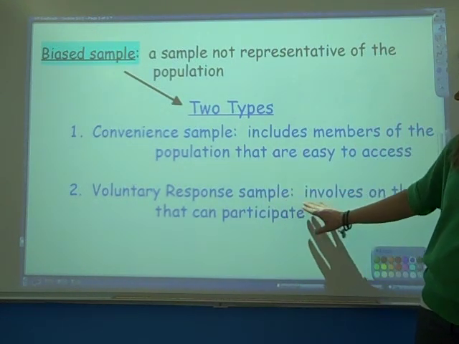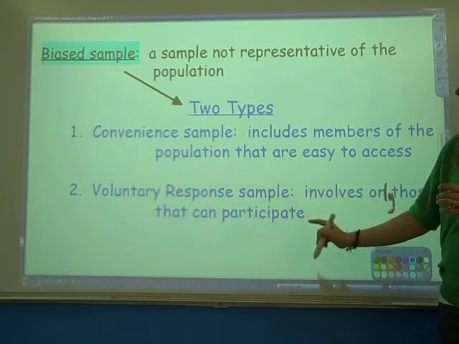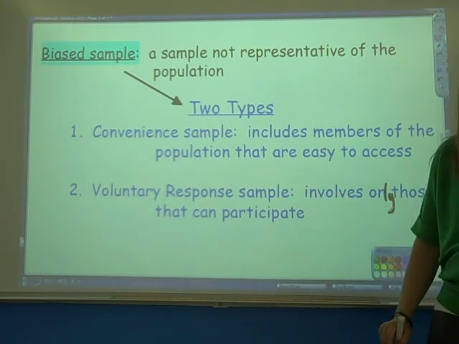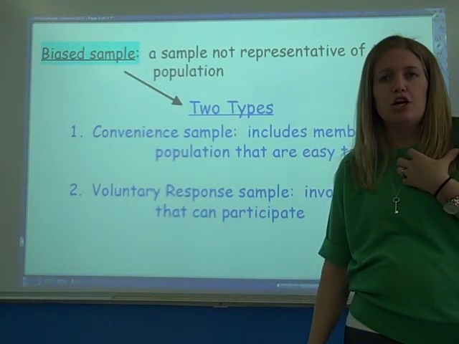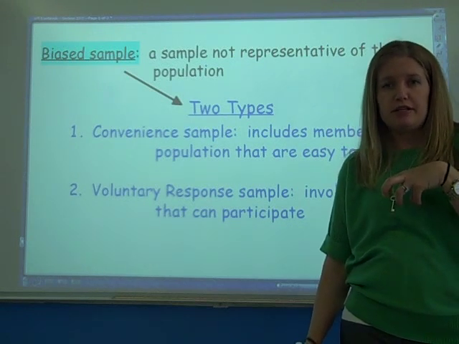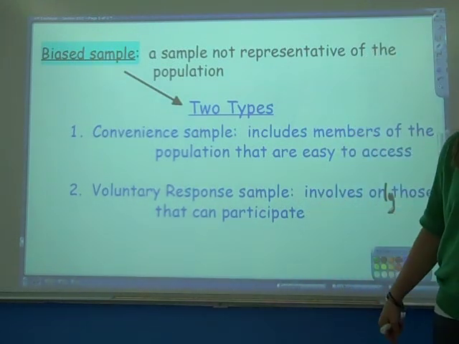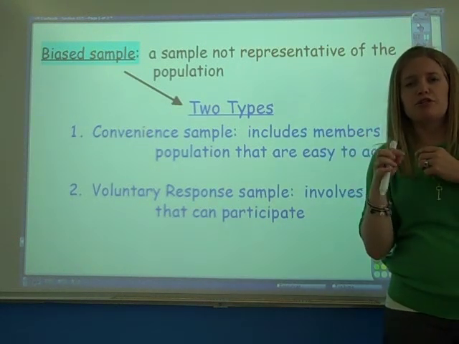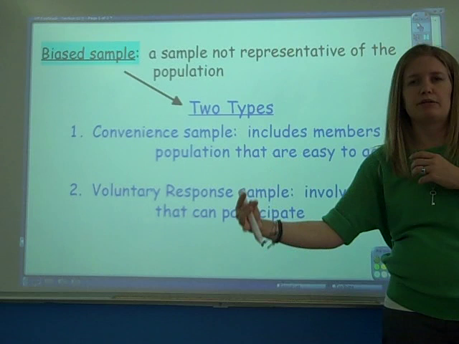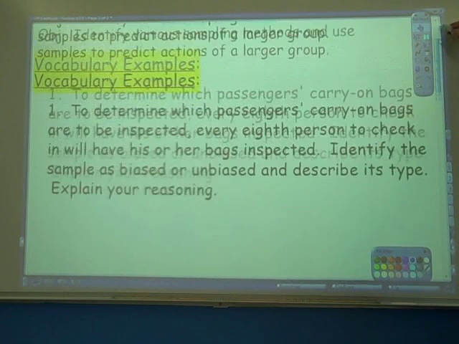Voluntary response sample involves, that should say only, those that can participate. Meaning, if I just gave you all a piece of paper and asked you a bunch of questions, only the ones that actually returned it back to me, that would be a voluntary response. And I didn't ask them all and make them answer right then and there. Voluntary meaning they don't all have to do it. Okay, so we're going to do 2 vocabulary questions, and then we're going to do 2 where you're going to do some calculations with this. Okay.